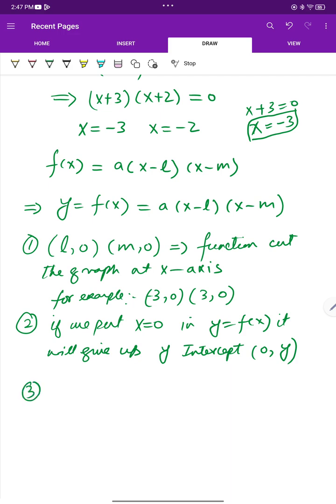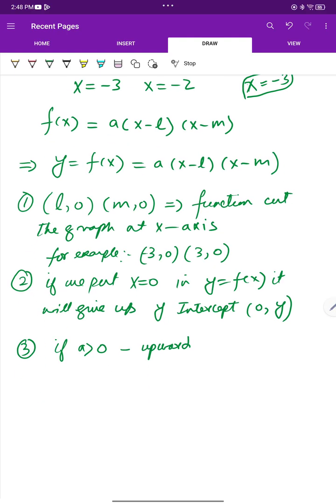The third one: if a is greater than 0, the graph, or the parabola, opens upward. I use the word graph, but it's actually a parabola. If a is less than 0, this will open downward.